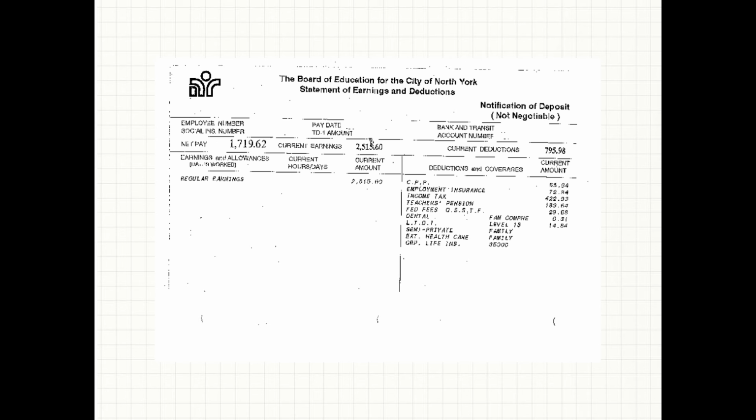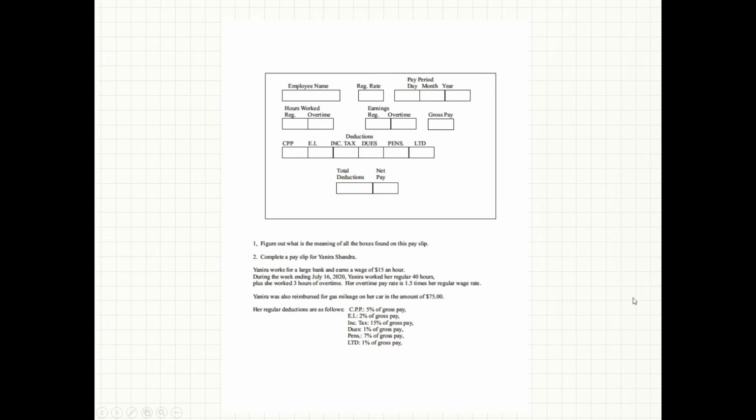Okay, so now this is your homework for this week. I've attached this to the email. So if you go back to the email, you'll see this document. So open it up, and what you need to do is fill out all the missing boxes using the information below, number 1 and number 2. So I give you the name of the person, how much money they make, how many hours they worked, what the deductions are. Now I don't give you the amounts, I give you the percentages. So you have to figure out what the amounts are.